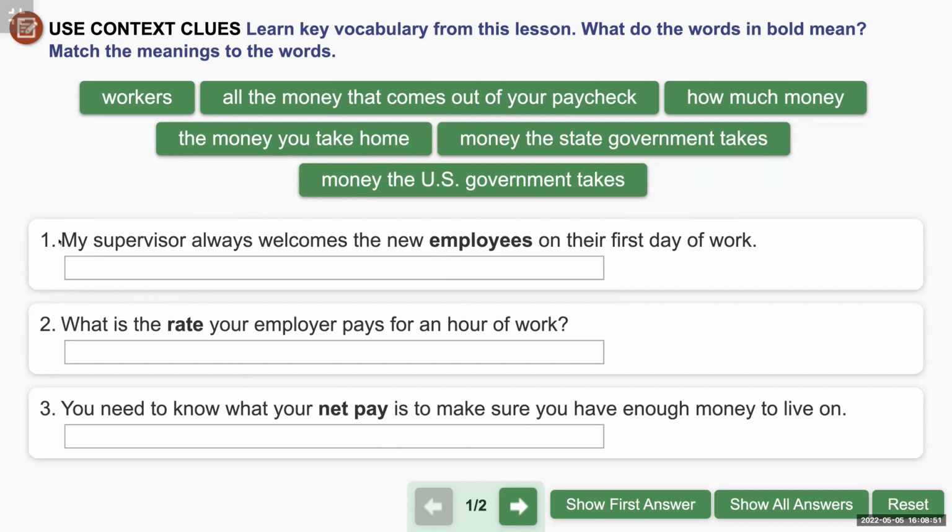Number 1, my supervisor always welcomes the new employees on their first day of work. 2, what is the rate your employer pays for an hour of work? 3, you need to know what your net pay is to make sure you have enough money to live on.